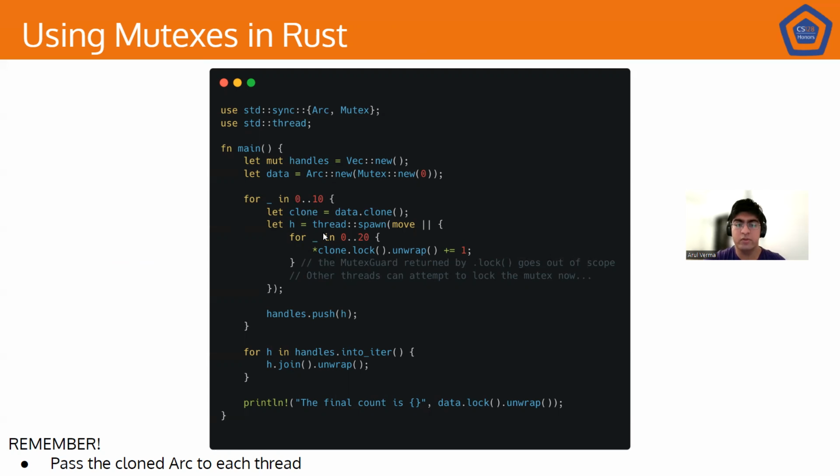So the next thread will go, it'll access the data, it'll acquire a lock, increment, the lock will go out of scope, and then someone else can access the lock. And if you run this code and you use the .join and .unwrap and everything, you'll get 200, because our data will increment 20 times for a single thread for each of our 10 threads. And that's the concept of Arcs and mutexes.